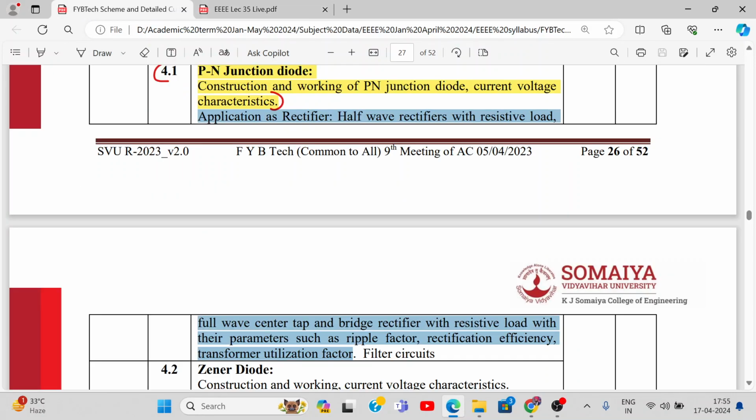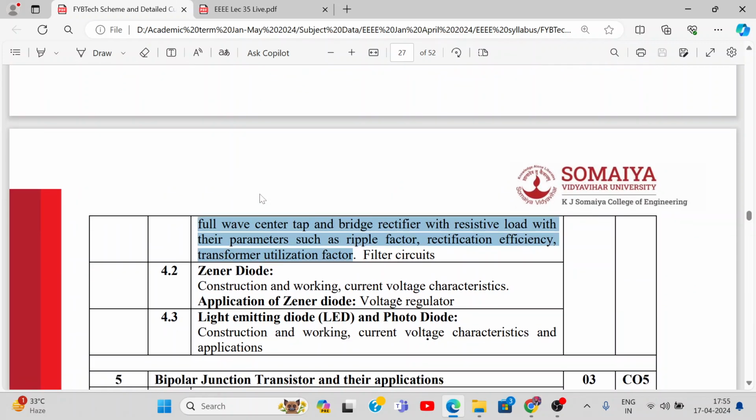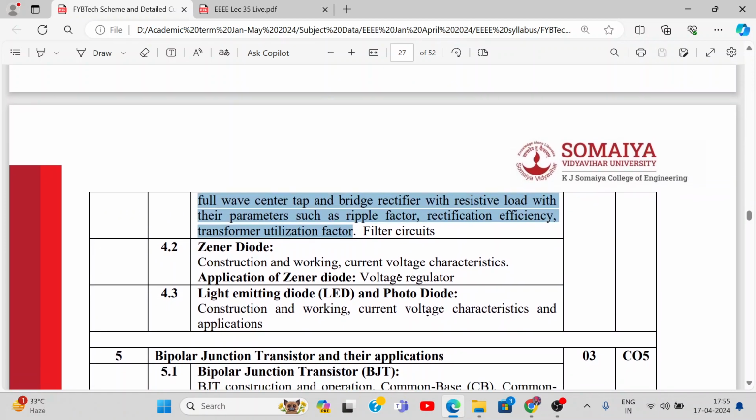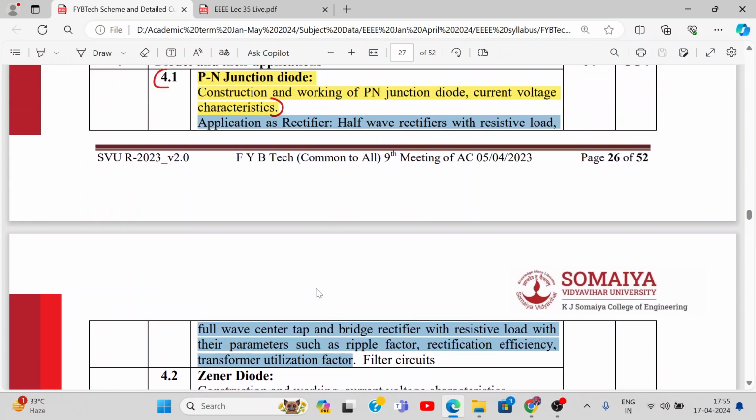Then 4.2 is Zener diode, its construction and working, and application of a Zener as a voltage regulator, and then light emitting diode and photodiode. Those are pretty simple ones. Okay, let's start with this.